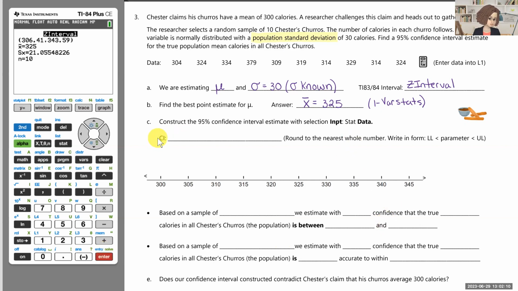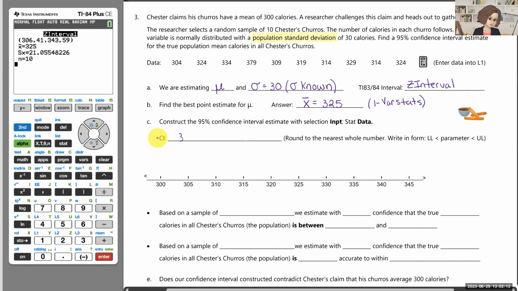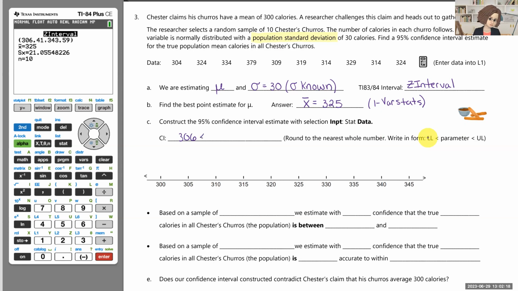So the lower limit would be 306. And then we're writing it in this form. So lower limit, then less than, the parameter we're estimating, mu, population mean, and then less than my upper limit there, 344.